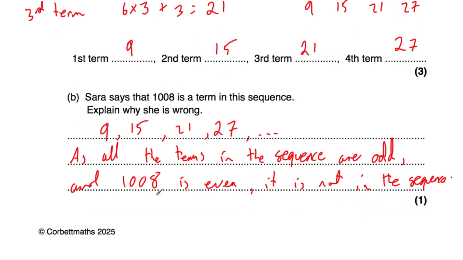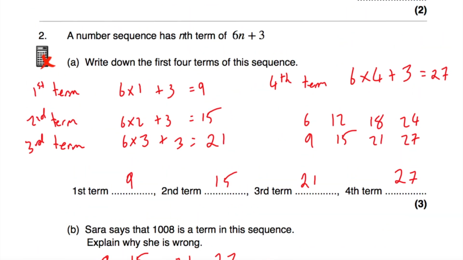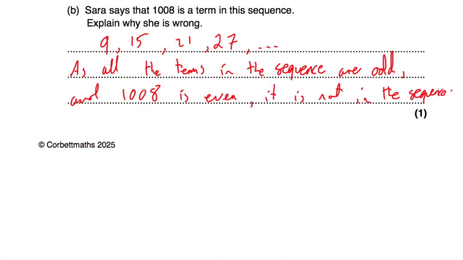And that's it. Now, I did mention there was another approach, and the other approach that you could use is to actually look at the nth term, which was 6n plus 3. So we could write, and I'm just going to change colour of ink here to blue, you could write 6n plus 3, that's the nth term of the sequence, and we could put that equal to 1008, because we want to see, is 1008 a term in the sequence?